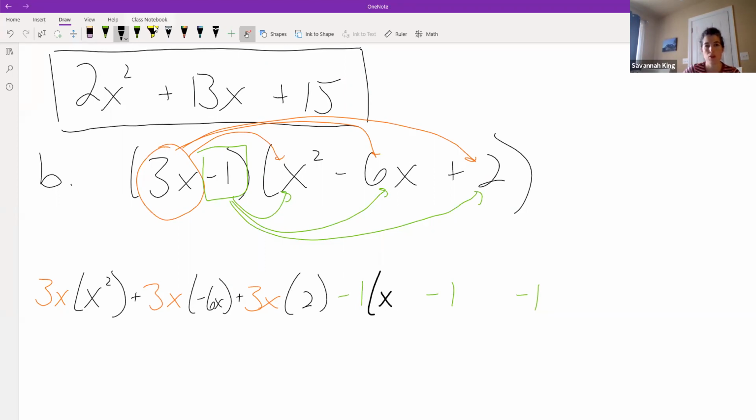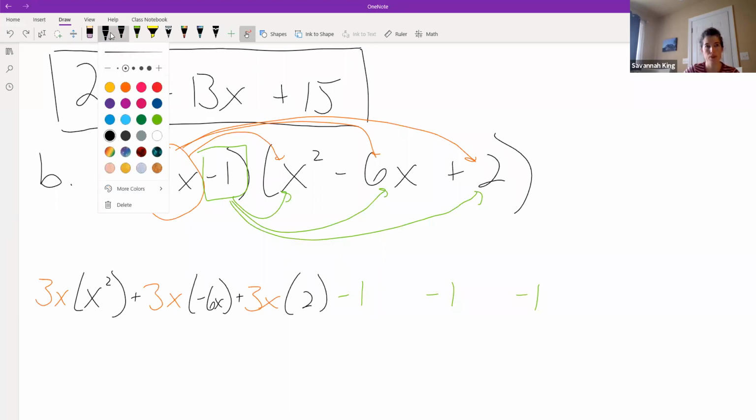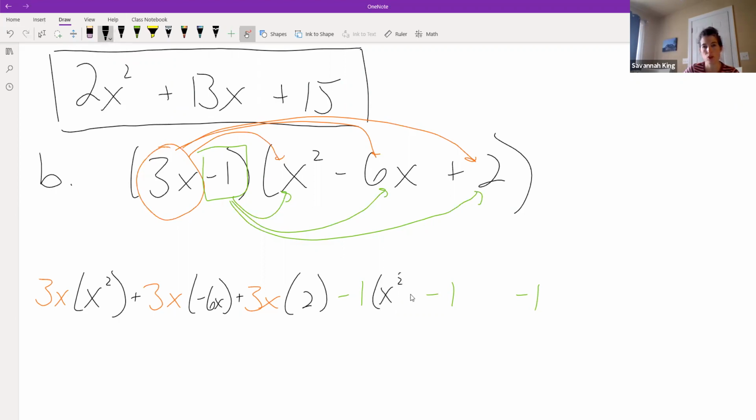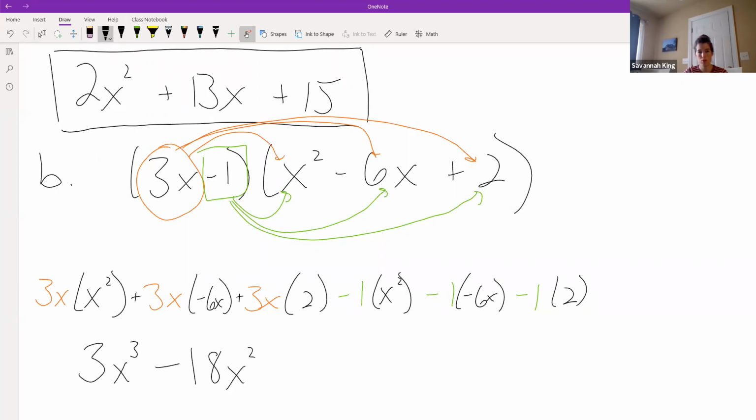Whoops, I landed with a bigger pinpoint there, didn't I? Okay. Squared, negative 6x, and 2. All right, so very carefully, all six of these terms, I get 3x cubed, I get minus 18x squared plus 6x. That takes care of the orange multiplications. Then I get negative x squared, positive, being careful with the minus signs there, 6x, and negative 2.